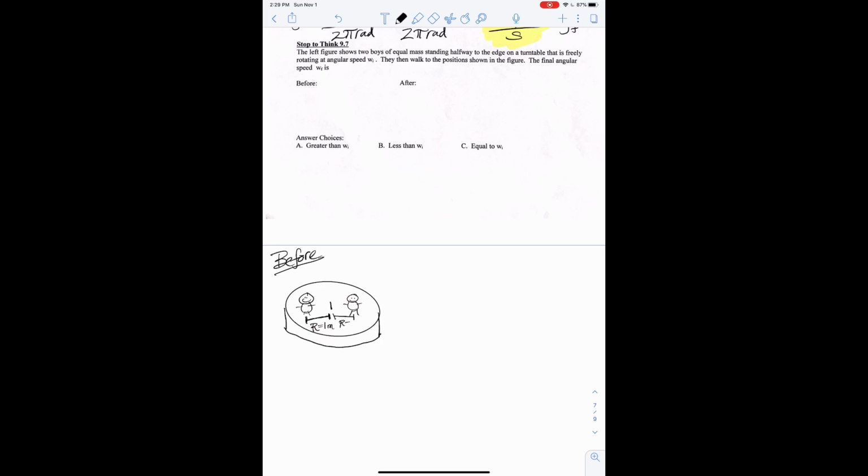So they're standing halfway out from the axis of rotation. Then they're going to move to this position. Still the same merry-go-round. Oh, jeez. This is what I get for trying to utilize technology.